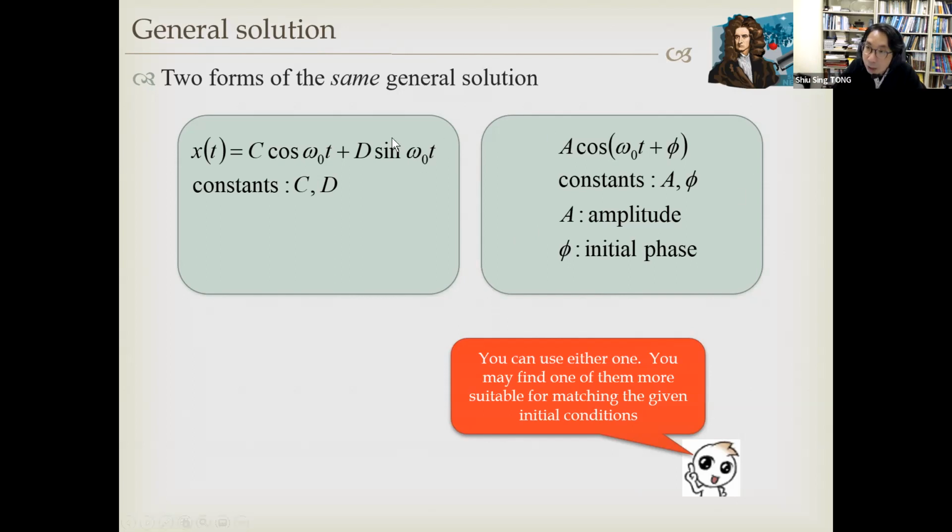Whether this form is better or that form is better depends on the problem you are facing. In some problems, you may find it easier to use this solution, while in other problems you may find it easier to use the other form of the solution. Now, in the next lecture, I'm going to teach you how to choose C and D, or equivalently A and phi, to satisfy the initial condition. So we have a full description of the motion of the problem.